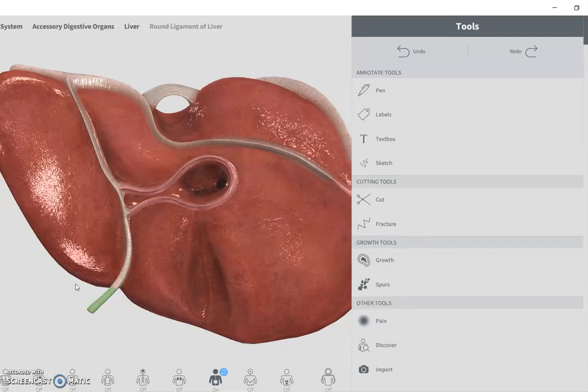So that's all for this part of the video, where we have talked about the surfaces as well as the ligaments of the liver. Next, in the next video, we will be talking about the anatomical and functional lobes of the liver. That part of the video is very important. Thank you guys.